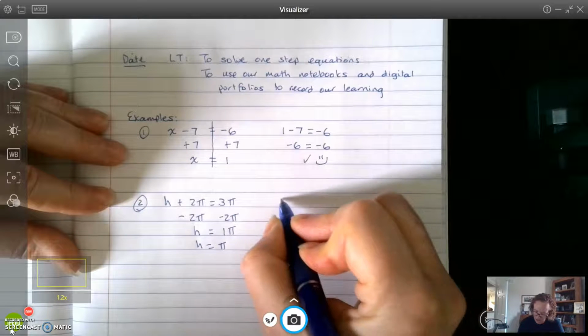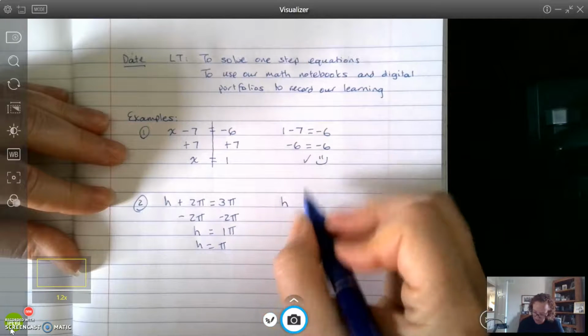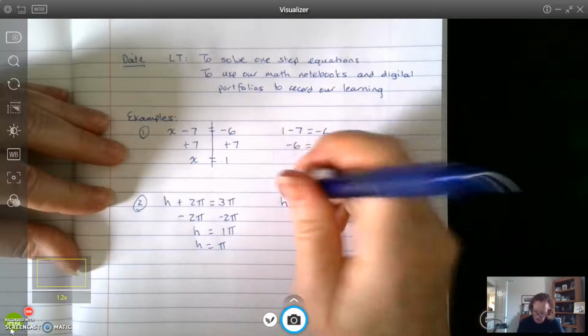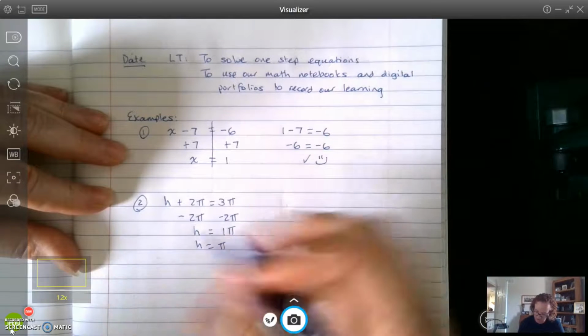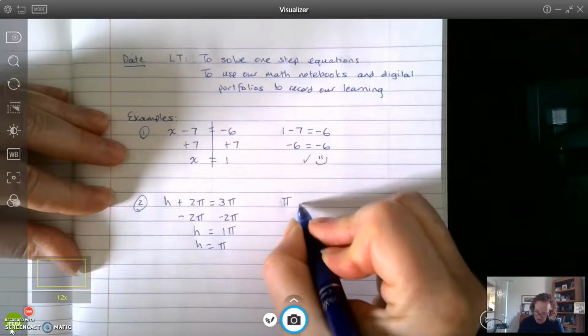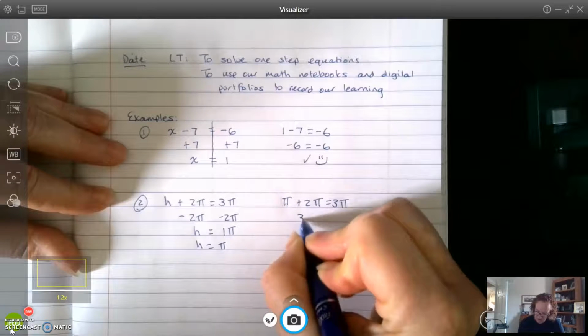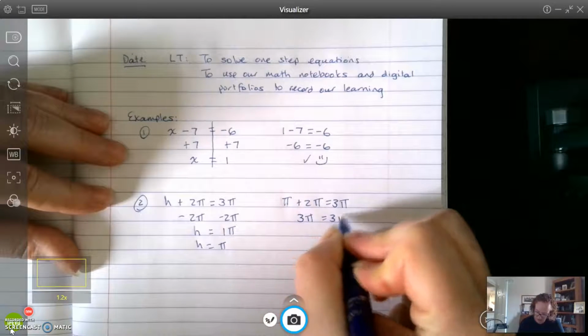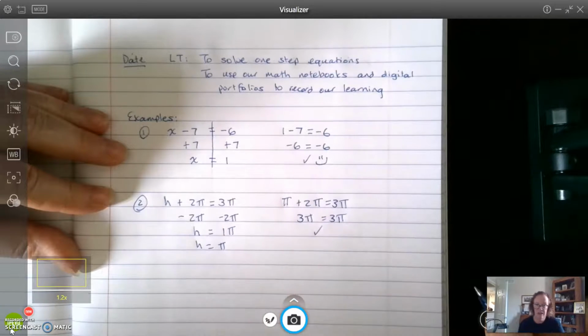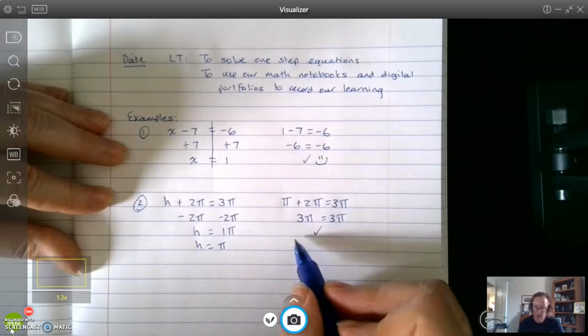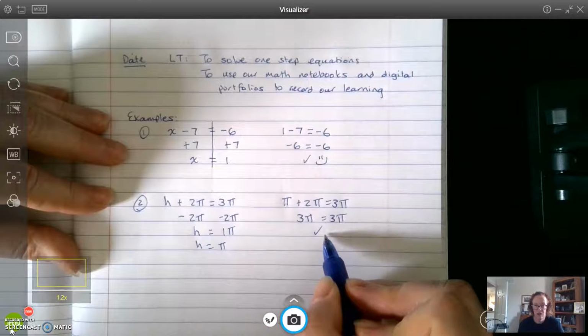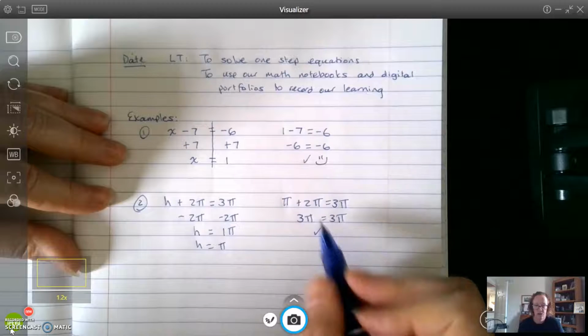And then of course I want to remember to check my equations, so I'm going to put that number pi instead of h, plus 2 pi equals 3 pi. This is 3 pi and 3 pi, and it checks. The only thing that's optional in this whole problem is that check mark. Everything else that I am showing here should be included in your work as well.